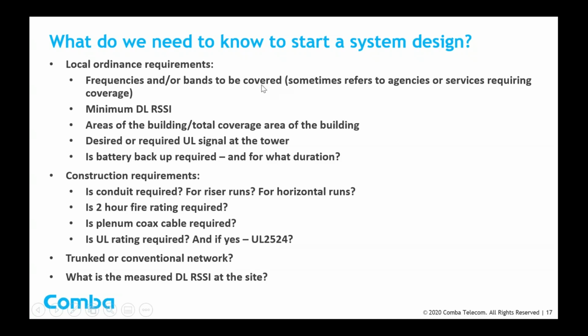And so that should be in the local requirements. We're seeing the ordinances get better and better at this, but sometimes they're not, and you have to do the investigation, make the calls, and find out. Local ordinance should define what's the minimum downlink received signal strength indication. Remember earlier we talked about minimum of negative 95 dBm across 95% of the coverage area. That's what that refers to.